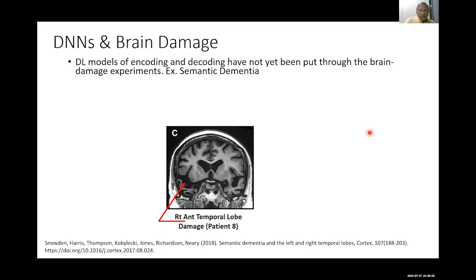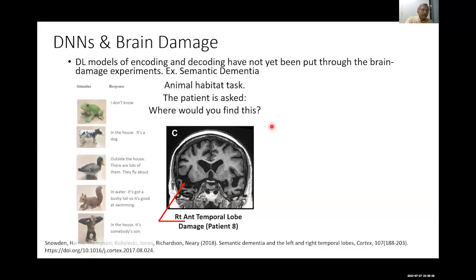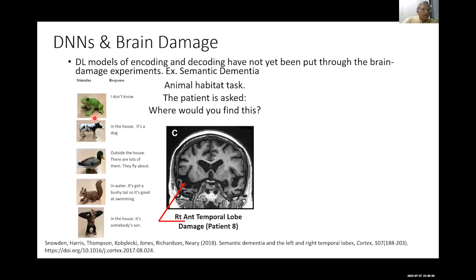This is an experimental result from a semantic dementia patient with right anterior temporal lobe damage. This patient is from Julie Snowden's group, who reported on this task called the animal habitat task. The patient was asked the question, where would you find this? And they are given these stimuli, these 3D images or toys, a frog, for example, a cow, or I mean, a model of a cow, a duck, and so on. And the responses the patients gave do not give any idea they understand what the stimulus is, right? I don't know this. Usually found in a house, it looks like a dog, things like that, right?